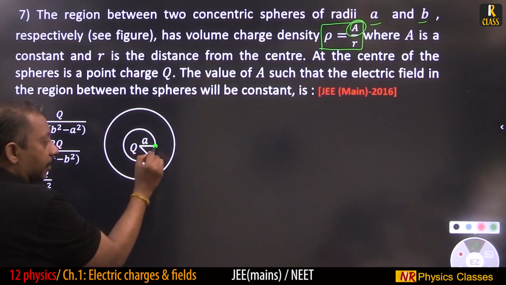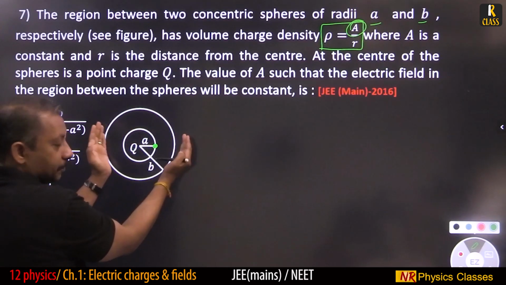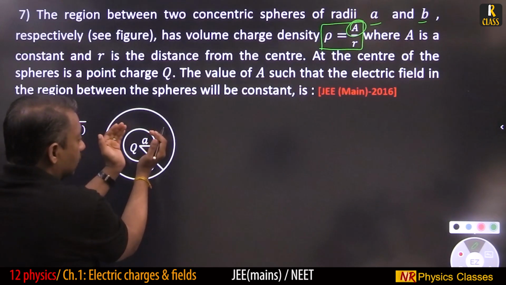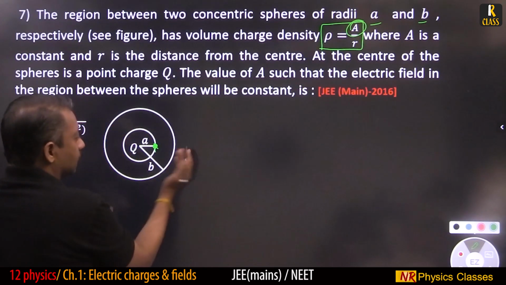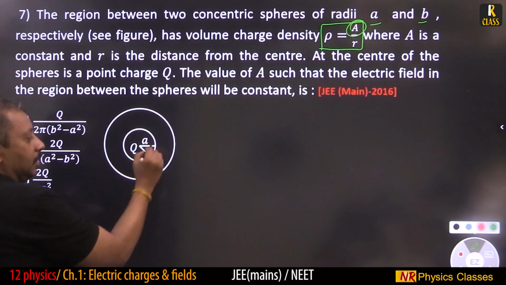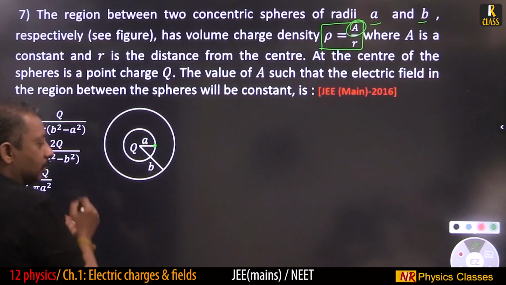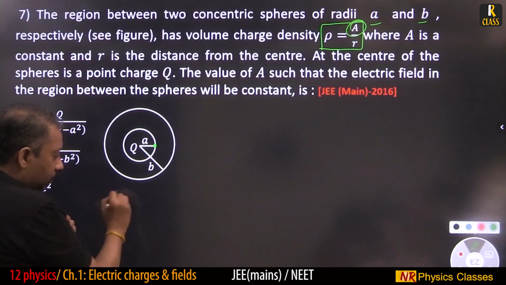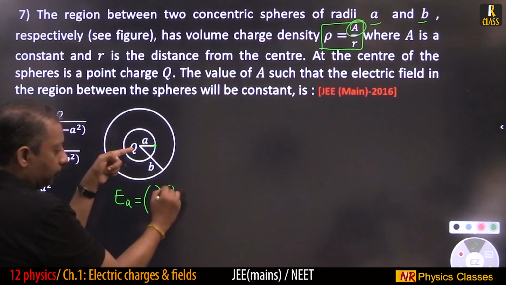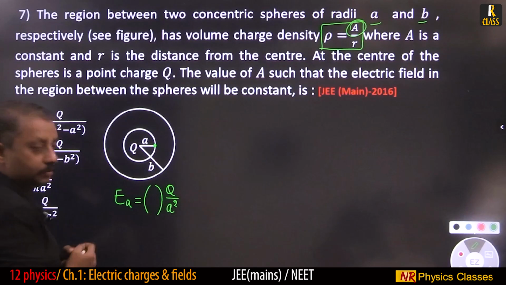Electric field at A is due to this charge alone, because this charge density is outside. Gauss theorem says you have to consider the charge within the Gaussian surface. Within this Gaussian surface there is only one charge. So electric field at A equals constant times charge Q by distance A square.